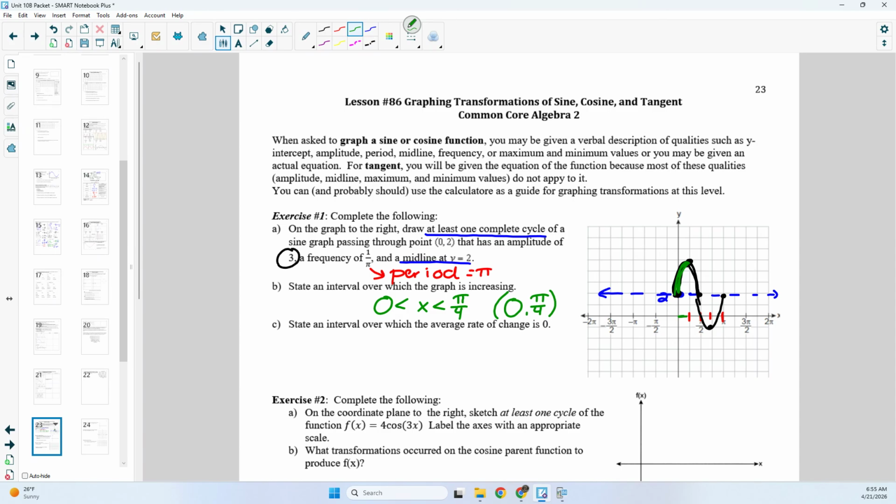Next question says, state an interval over which the average rate of change is 0. That means if I connect these 2 points on my graph, the slope will be 0. And we know a horizontal line has a slope of 0. So if I connect here to here, and I did the slope formula, that would have a slope of 0. So that interval is from 0 to pi over 2. And here, I just want to say from the one point to the other point, including those points, so I'm going to use equal to, or I could write it like this.